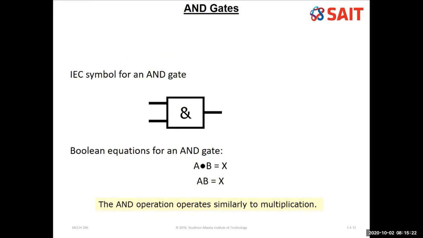Now the international symbol, the IEC symbol, is this square box instead of that D-looking shape with an ampersand in it. So that's fairly easy to remember. That's an AND when you see that. You do need to know both. I tend to use the North America ones a bit more because we're in North America.